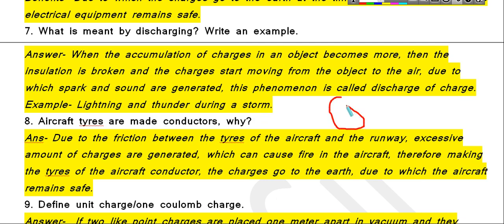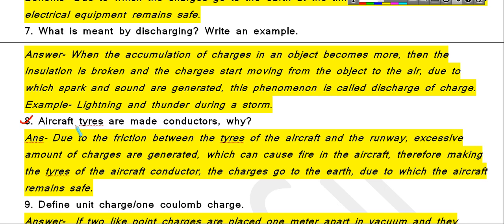Consider this is an object. When you give charges and more charges and more charges, then when the charge is in excess, the air near it becomes a conductor and these charges move towards this side, and this is known as discharging of a conductor.